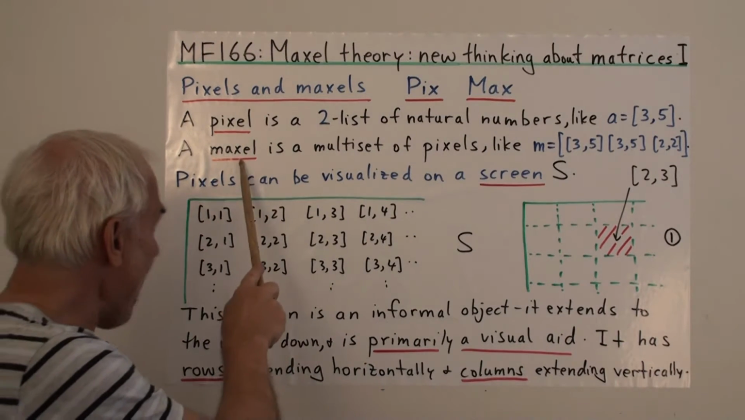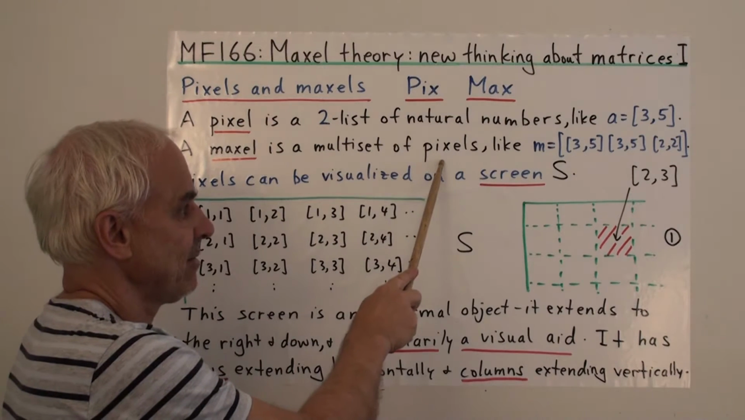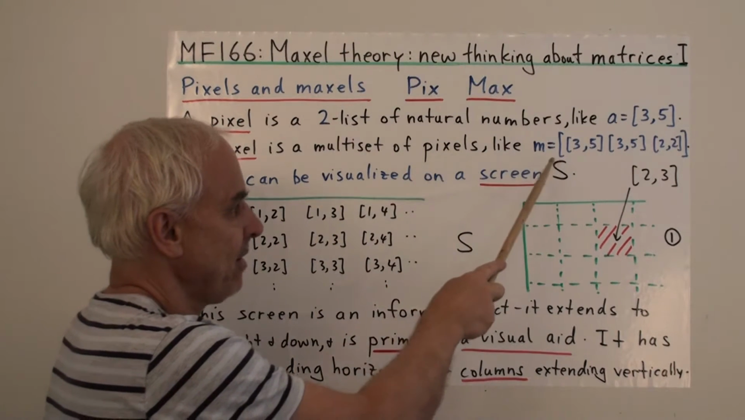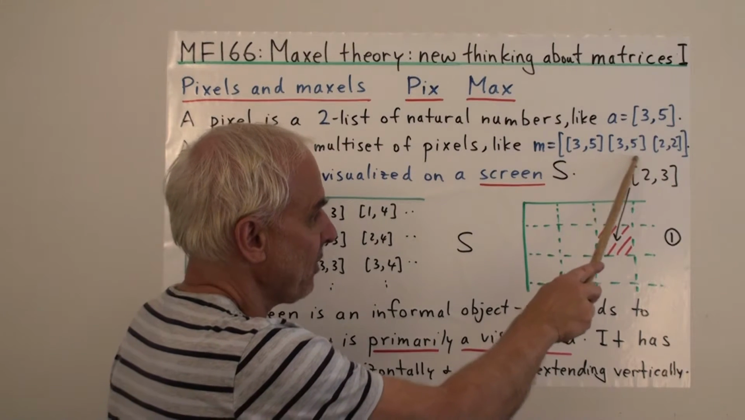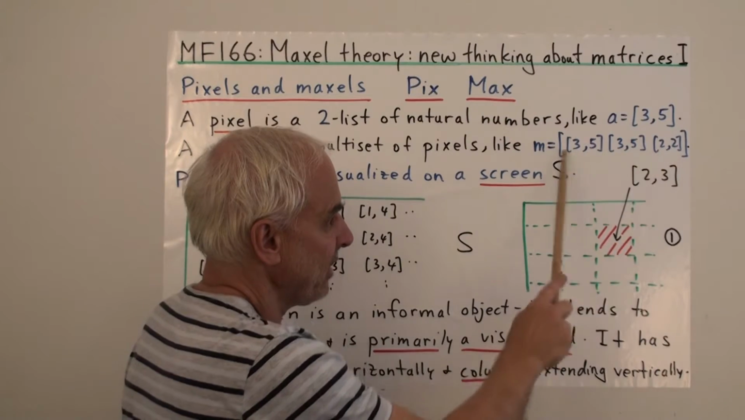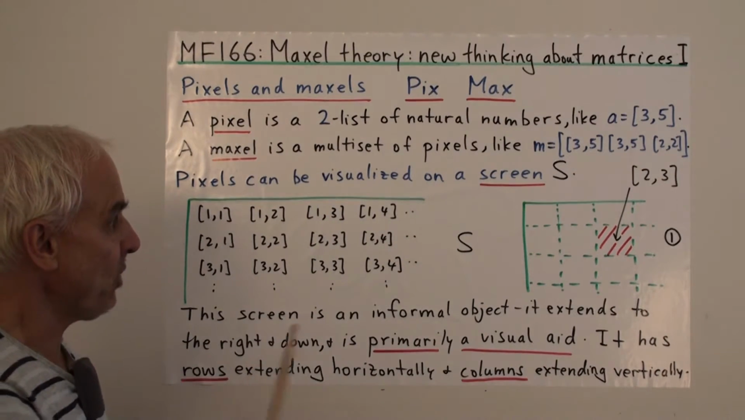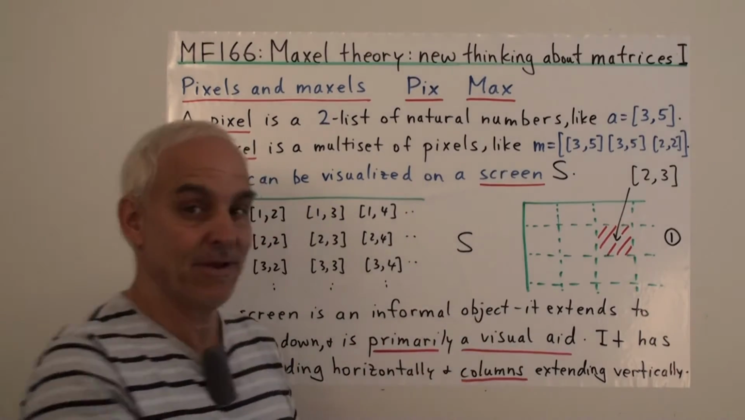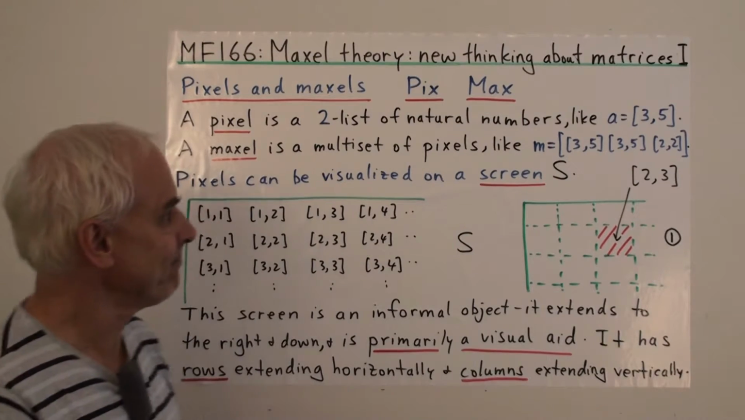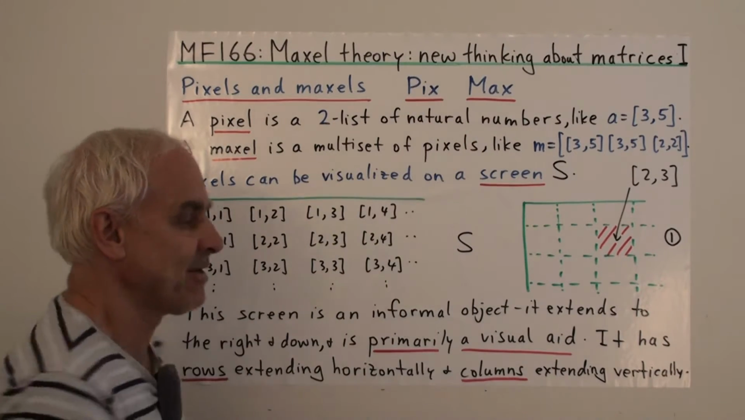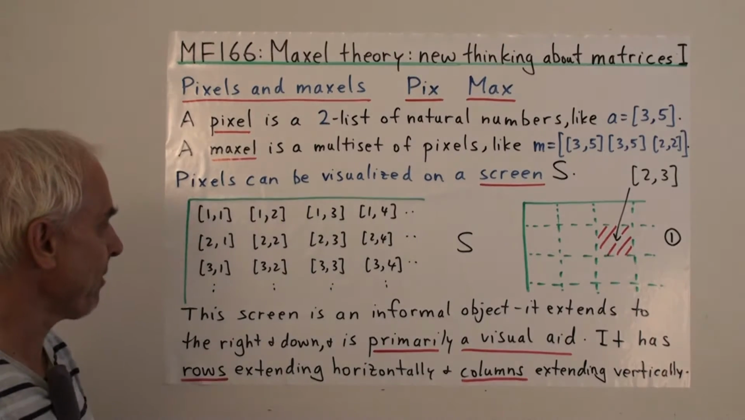And then we defined a maxil to be a multi-set of pixels. Like this one here, M, consisting of the pixels 3, 5, 3, 5, and 2, 2. That's a multi-set, so it's a maxil. So we could introduce a new type, max, short for maxil. So we have pix and max, two new types of objects that we can work with.